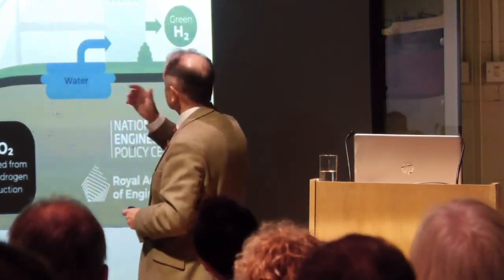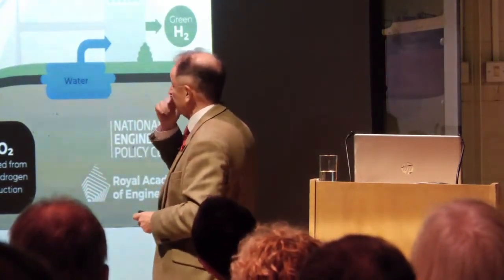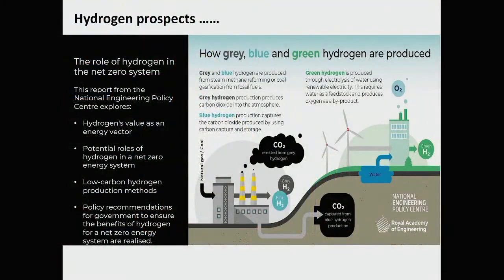And again, this is a plate out of a Royal Academy of Engineering activities. I'm sure you've all seen this, grey, blue, and green hydrogen proposition. Grey, which has CO2 emissions in the production of hydrogen. Blue hydrogen that comes from either steam methane reforming or coal gasification. Blue hydrogen allows you to capture the CO2 on the way out and from the processing, that is, and green hydrogen through electrolysis, and that's very important. So the cartoon is there.